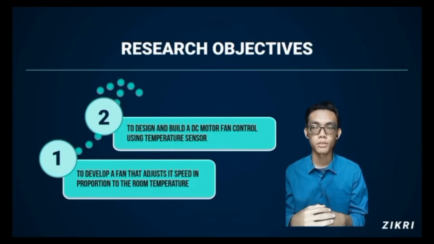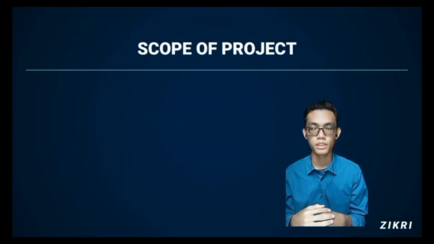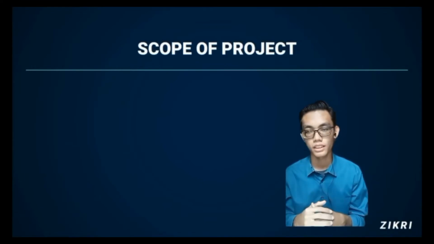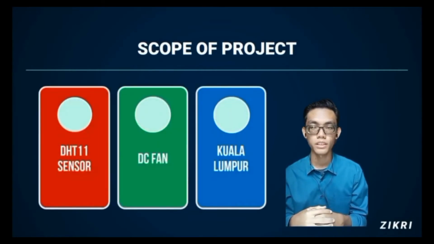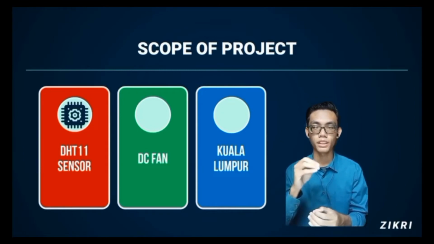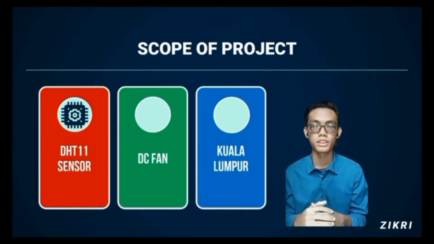And when we talk about the scope that we covered for this project, there are three main things that we only covered in this project. The first one is the DHT11 sensor. This is a microprocessor sensor that can detect temperature and humidity, and make it work with other software, which is, as mentioned before, the Nucleo.